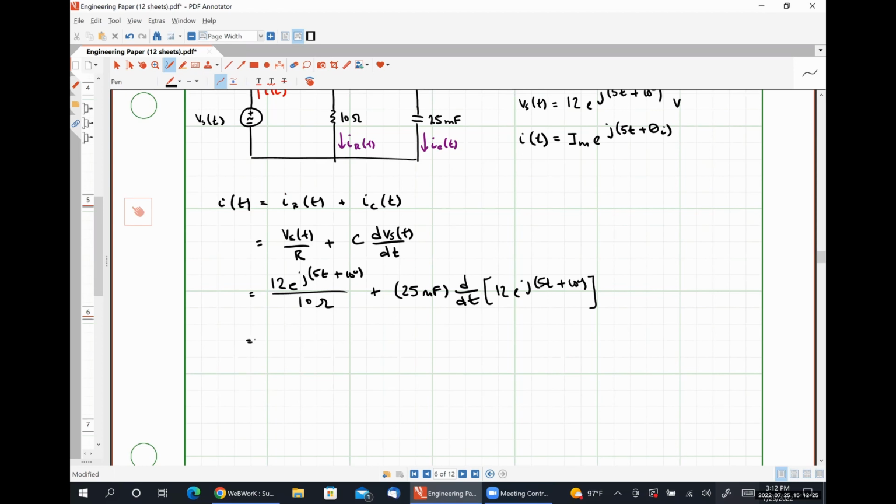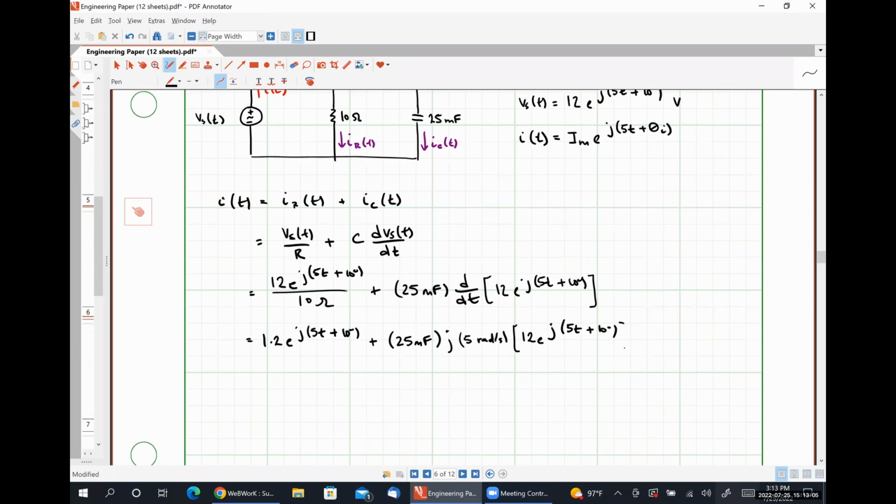This is going to look like 1.2 e to the j(5t plus 10 degrees), and we're going to have 25 millifarads. When we take the derivative of this, we're going to take down a j times 5 radians per second times 12 e to the j(5t plus 10 degrees).